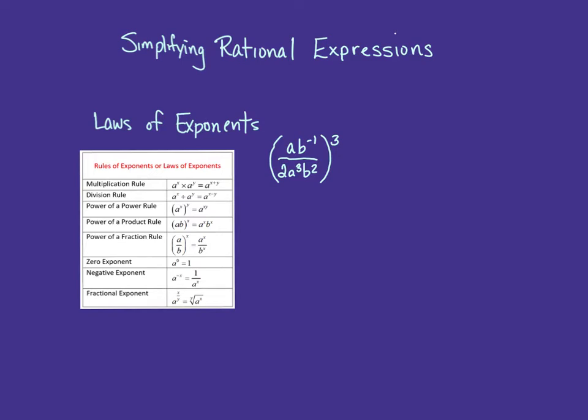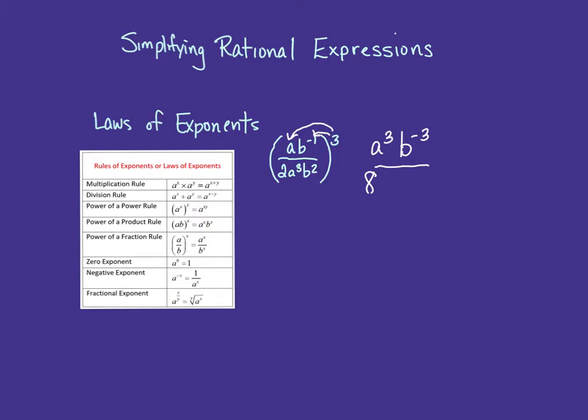We're going to start with the power outside of the parentheses, and we're going to distribute it. That's using the power of the fraction rule. We're going to distribute that a will be cubed, and b to the negative first power cubed is just b to the negative third power. And then we're going to take our denominator. 2 cubed is 8. A cubed to the third power, that's where we go here.